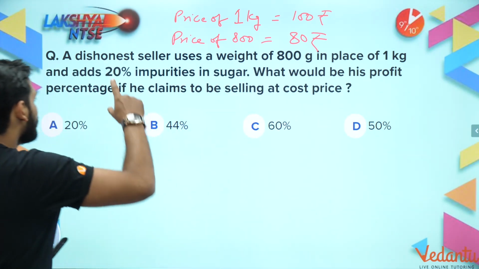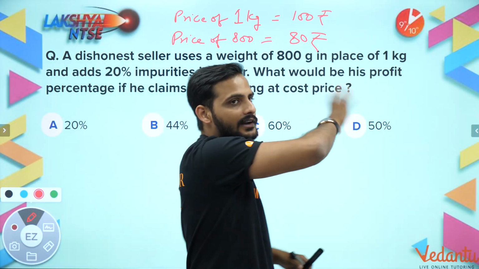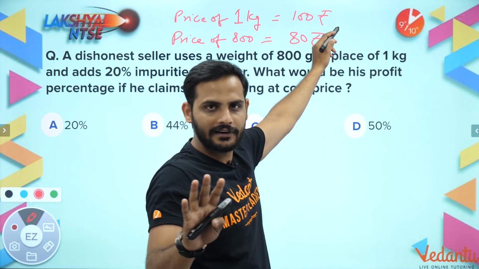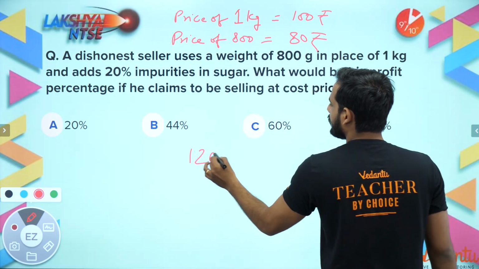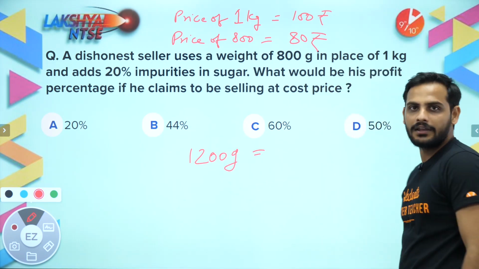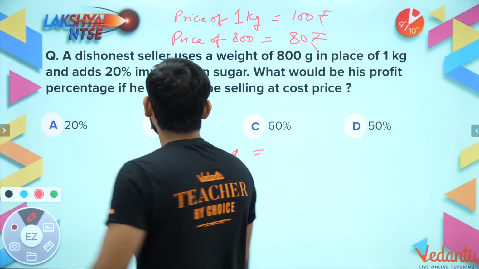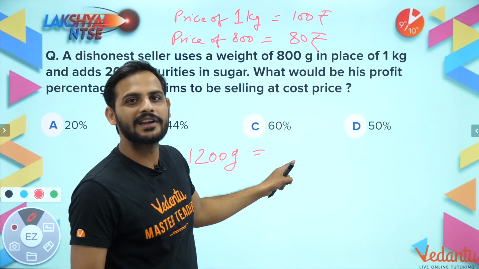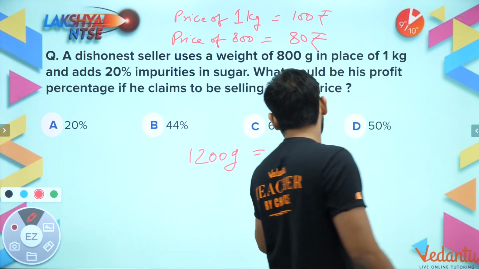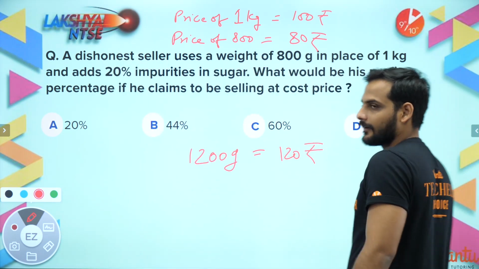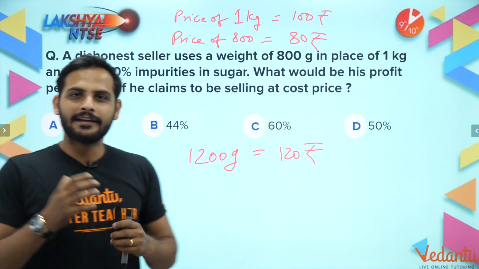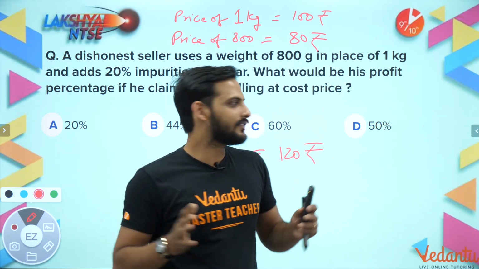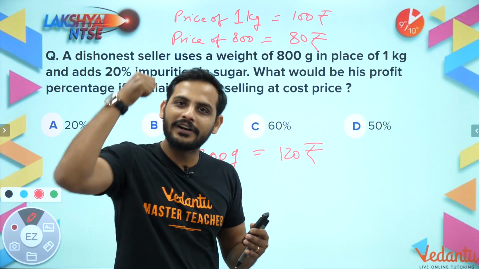Now he is adding 20% impurities as well in that. So 1 kg's 20% is what? 200 gram. So total 1200 gram sugar he is selling. So tell me one thing, bacho, if 1 kg is 100 rupees, so 1200 gram, 1.2 kg will be 1.2 into 100, which is 120 rupees. Correct? So when he is selling 1.2 kg of sugar, in reality there is 200 gram of impurities and 200 gram he is not selling at all.